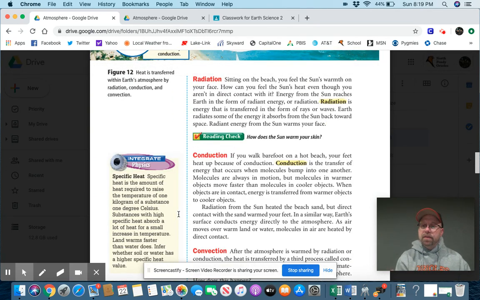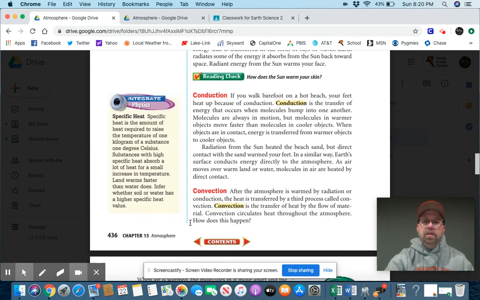Same thing as if you had an ice cube and you put it in your hand. The heat from your hand is conducted to the ice cube because the molecules of your hand are touching the molecules of the ice, and that heat is transferred, and you know what will happen to that ice cube. Of course, it will melt.